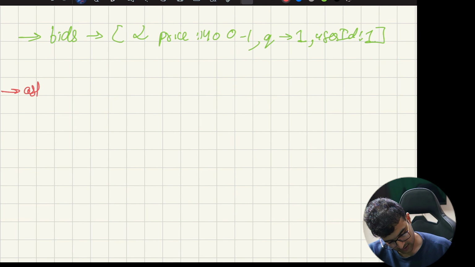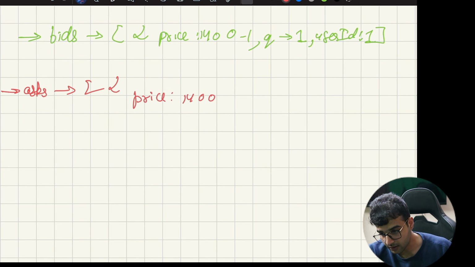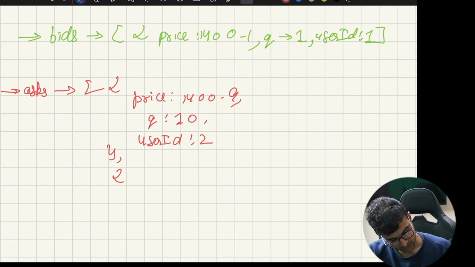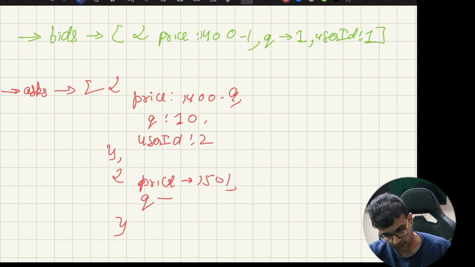Bids are these, and asks would be something like price 1400.9, quantity 10, and user ID 2. That would be the first one. The second one would start with price 1501, quantity 5, and user ID 2.